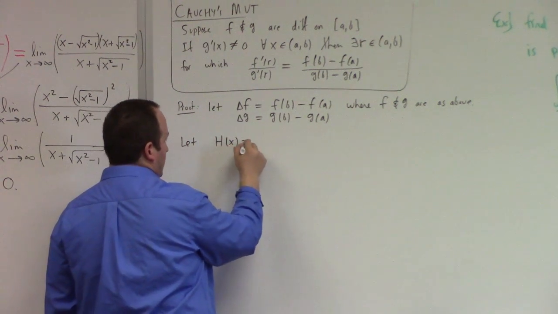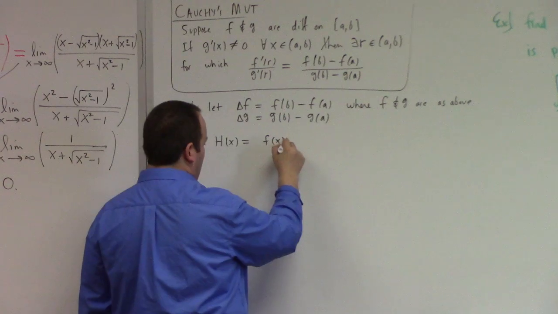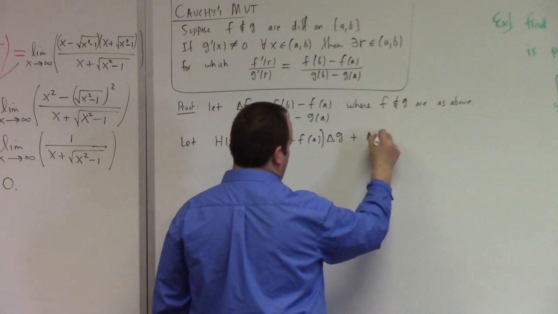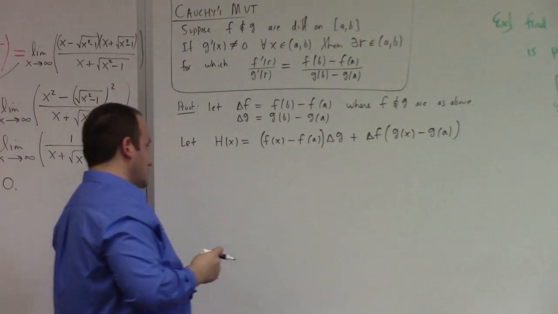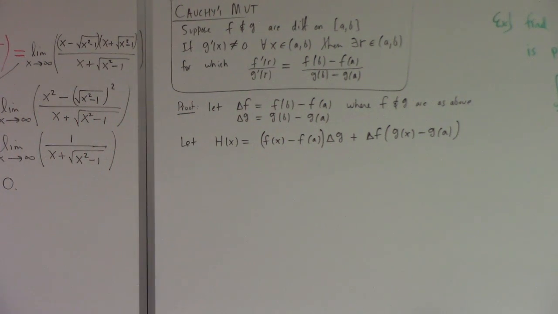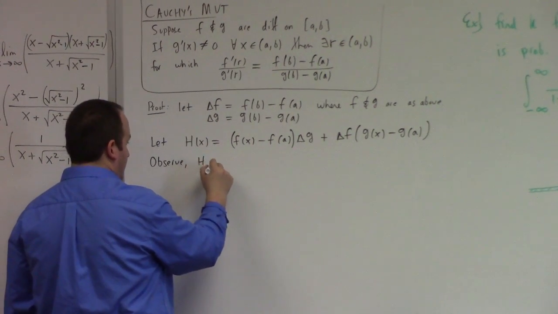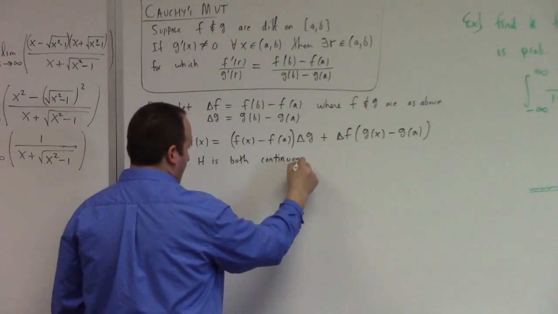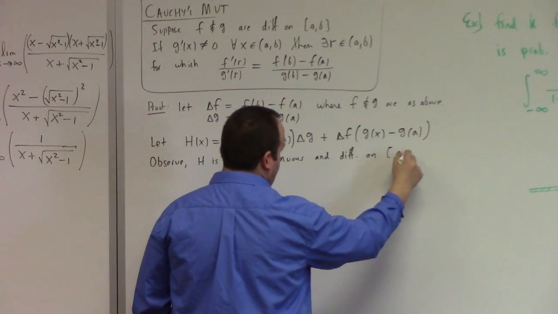h of x equal to, and here's the sneaky trick. What you do is you let h of x be f of x minus f of a, times the change in g, plus the change in f times g of x minus g of a. Observe, h is both continuous and differentiable on the closed interval from a to b.